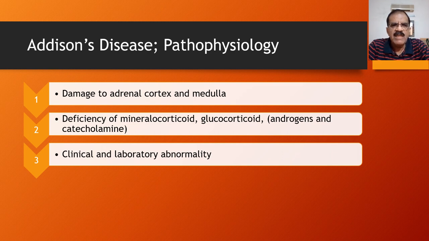Now, once there is 90% or more damage, deficiency of mineralocorticoid and glucocorticoid will result in clinical and laboratory abnormalities. This is usually a very, very slow process. So onset of Addison disease is usually very gradual. It is extremely hard to pinpoint the exact time when the patient started having the condition.